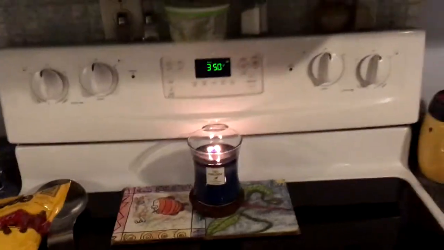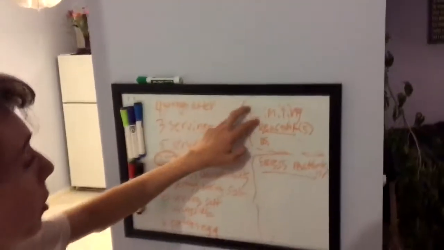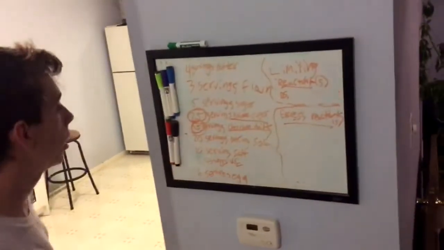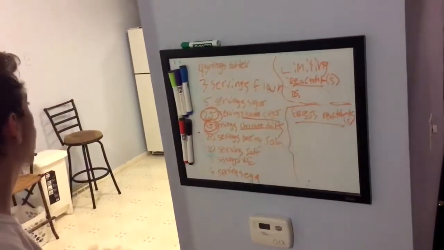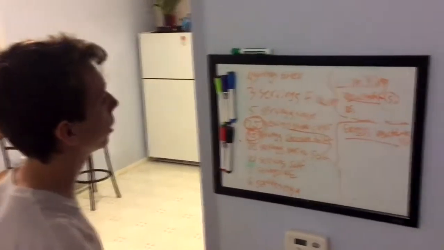This is how I was able to figure out how many cookies I was able to make given my ingredients. We got our ingredients measured out here. Now we can come over to the board and we can find our limiting reactant and our excess reactant ingredients in this case, because we're not actually doing a chemical reaction. But it's kind of similar actually.